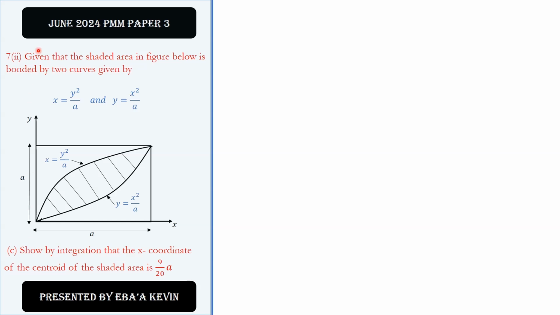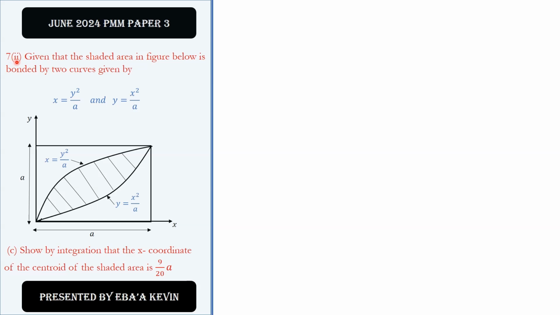So in today's video, we're going to be solving the commodity examination pure marine mechanics paper 3 of June 2024. We're going to be solving question 7 Romans 2 of that year. In the previous video, we already solved question 7 Romans 1, which was on center of mass. In this Romans, we are going to be solving a question which is still on center of mass, but a little bit different from Romans 1.